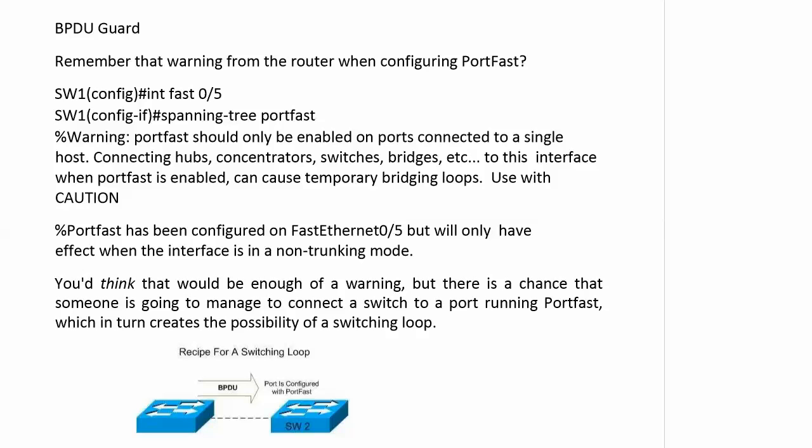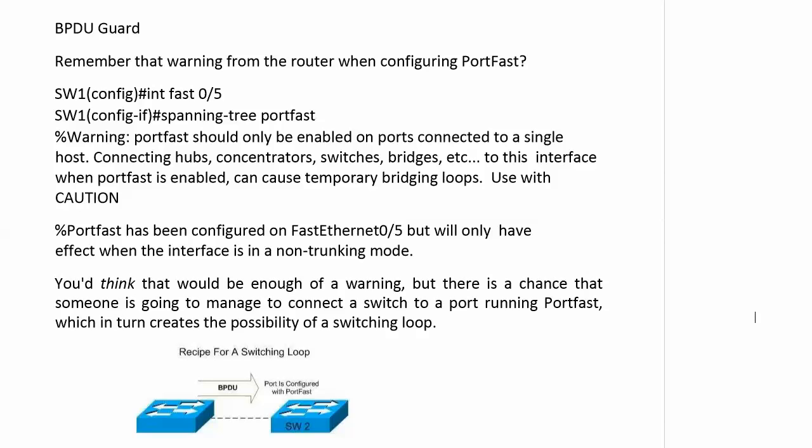I'm sure you remember that warning from the router when we looked at port fast earlier, that it should only be enabled on ports connected to a single host. We know the deal with port fast. You really should just put it on an access port that's leading to a single PC. It can help with DHCP issues. It can be helpful, but we don't want those temporary bridging loops we mentioned by connecting a hub or a concentrator or a switch or a bridge, etc.